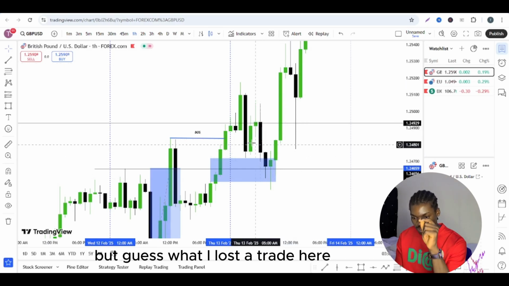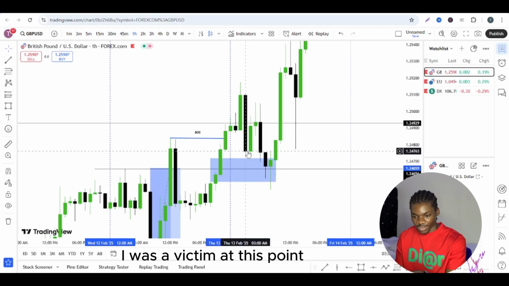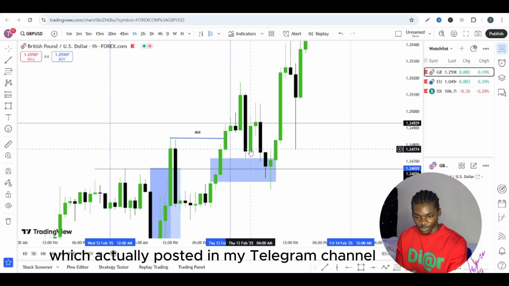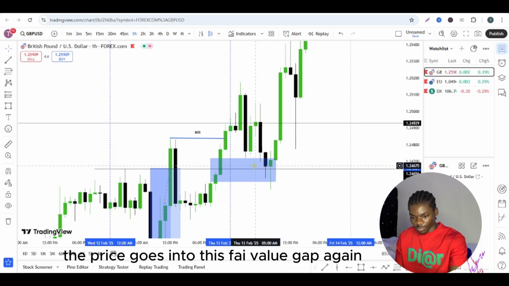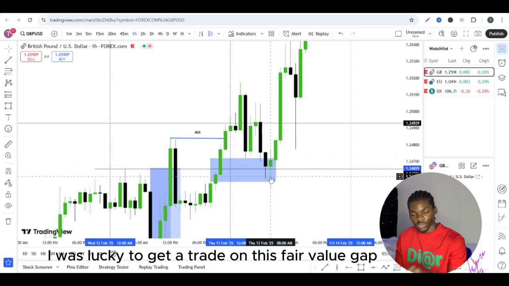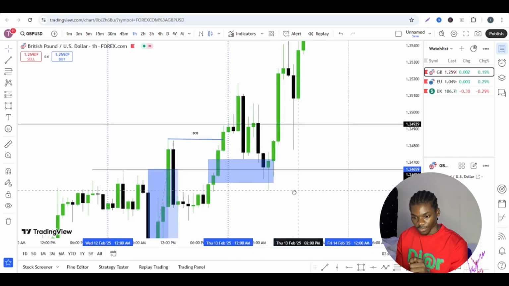But guess what? I lost a trade here. I was a victim at this point. I lost the trade here, which I actually posted in my Telegram channel. Price rallied up, I moved my stop loss to break even, and I got taken out. The price got into this fair value gap again. I was lucky to get a trade on this fair value gap once more during New York session.